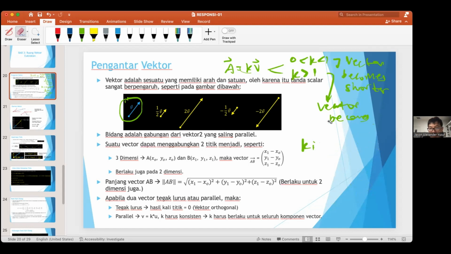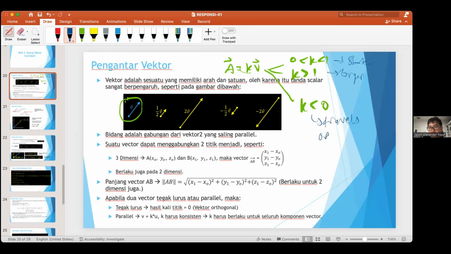Okay, let me just fix it because you cannot see the color. I will use dark blue. So that means this one becomes shorter, this one longer, and this one goes in the opposite direction.